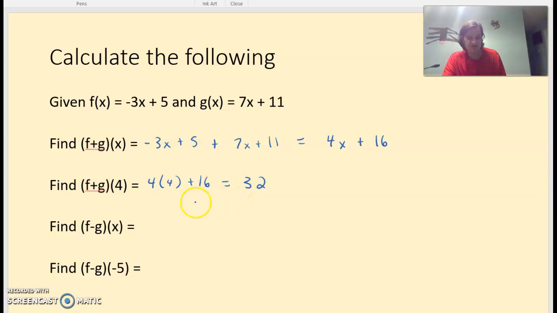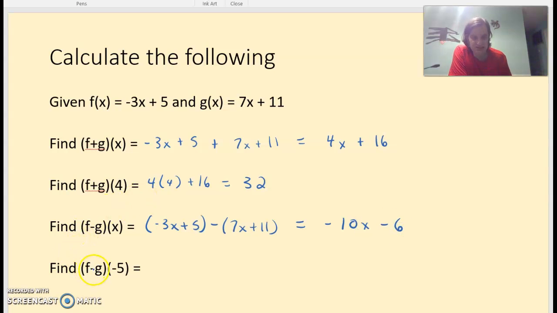So let's do f minus g, so that'll be negative 3x plus 5 minus 7x plus 11. This combined function will be negative 10x minus 6. If we were to plug negative 5 in there, let's see what I get. I get 50 minus 6 would be 44, I believe. You can check the math on that. If it's wrong, just let me know. So that's addition and subtraction.